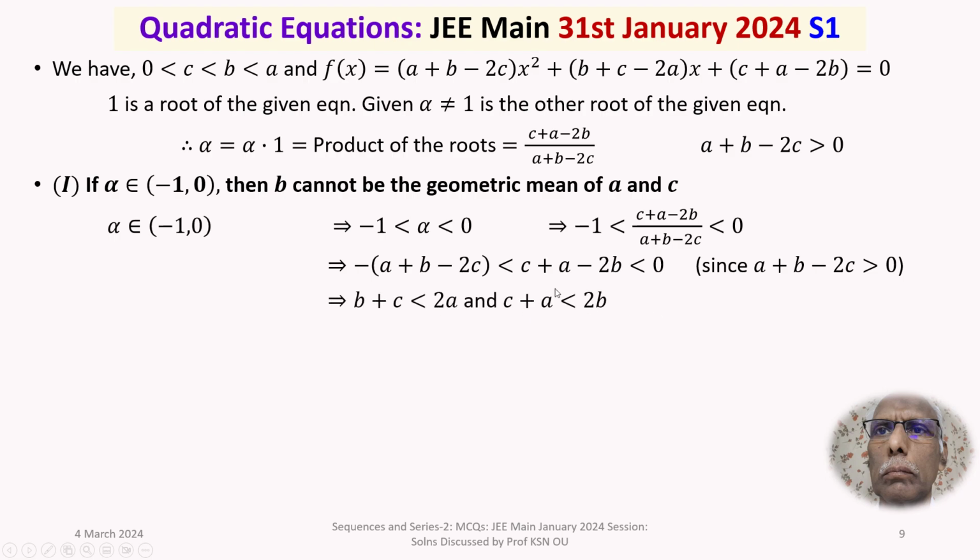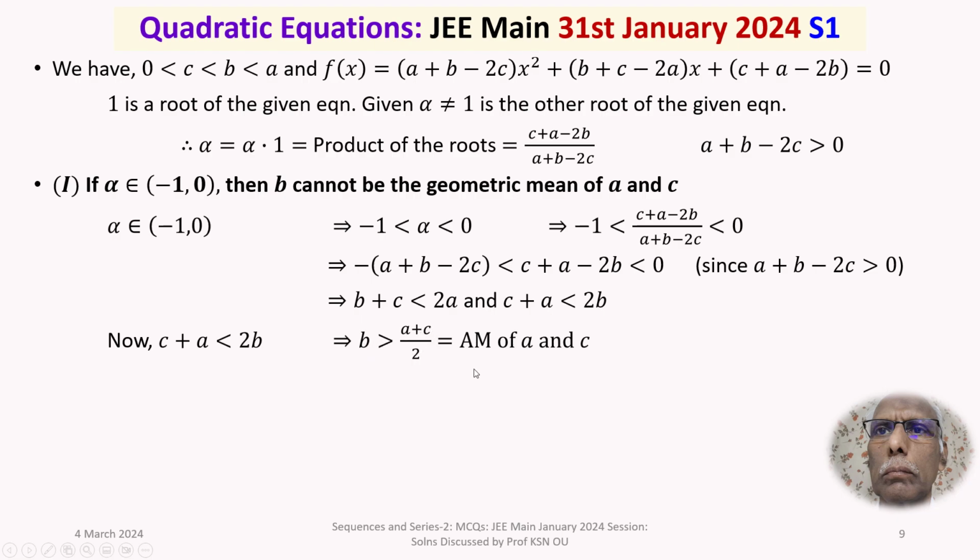So this will imply c plus a less than 2b, which will imply b greater than a plus c by 2. Of course, you also have some information here, but it is the end, therefore we use this one. So b greater than a plus c by 2.